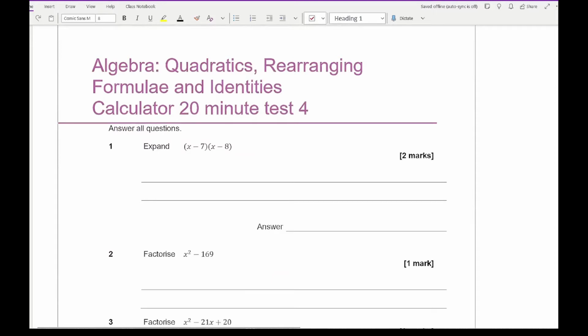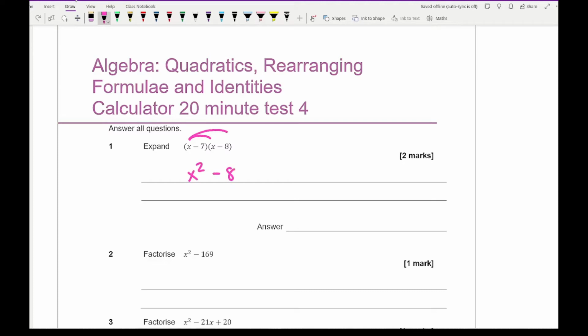So question 1 is just asking us to expand these double brackets. Depending on whether you use the grid method or the loop method, or you can just do it mentally, it doesn't really matter as long as you get it correct. So here x times x is x squared, and then minus 8x, and then minus 7x, and then positive 56. Now, unless you've done it correctly, that would get you 1 mark with the inclusion of 1 possible error. And then all we need to do is combine these two terms together. So we get x squared minus 15x plus 56.